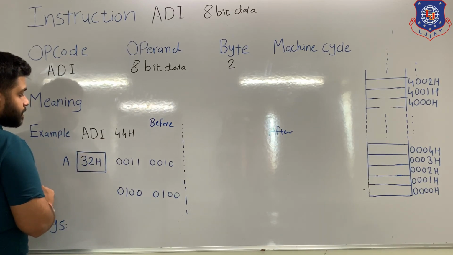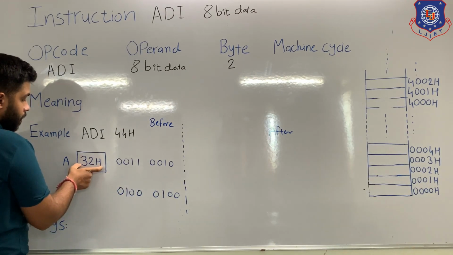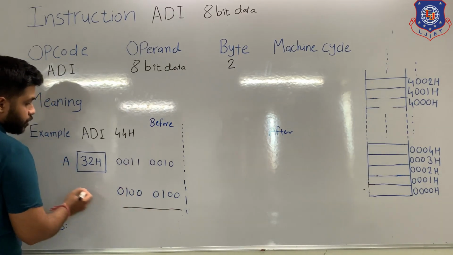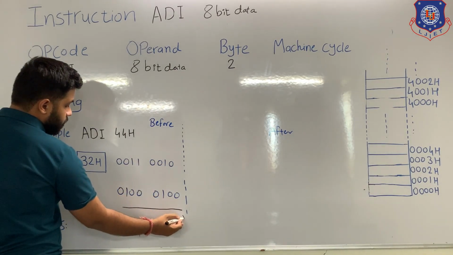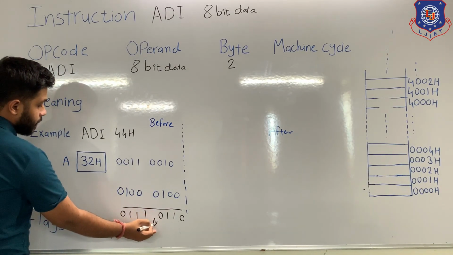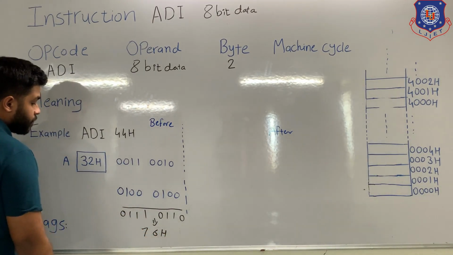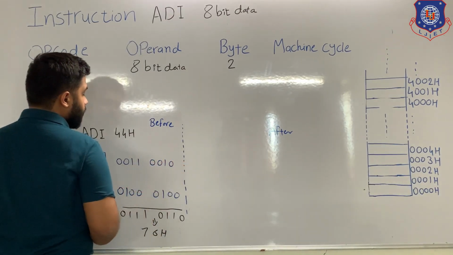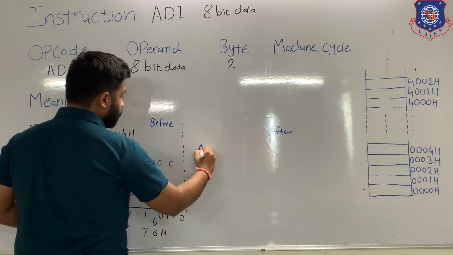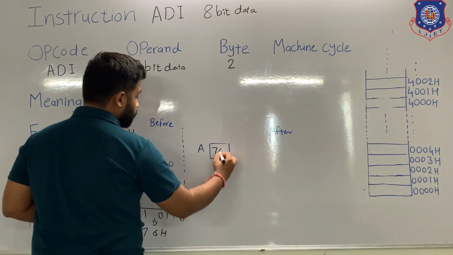So when this instruction is executed, ADI 44H, the 44H and the content of accumulator will be added together and the answer will be stored in the accumulator. Let's add this number 0, 1, 1, 0, 1, 1, 1, 0. If you convert this number into hexadecimal, you will get 76H. So this 76H will be stored in the accumulator after the execution.